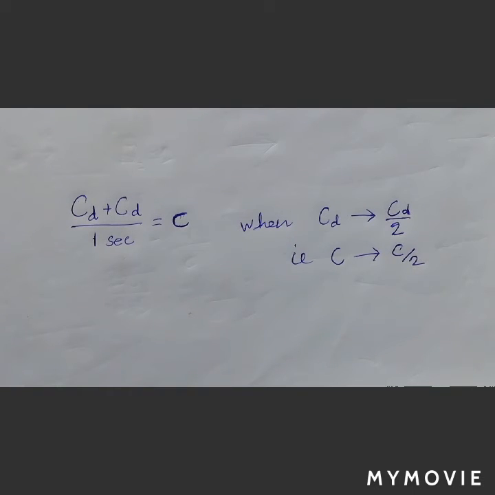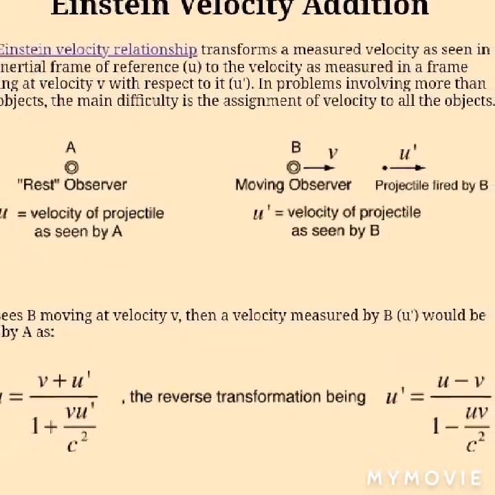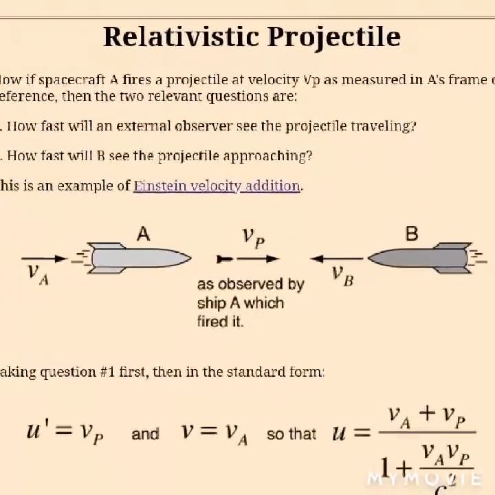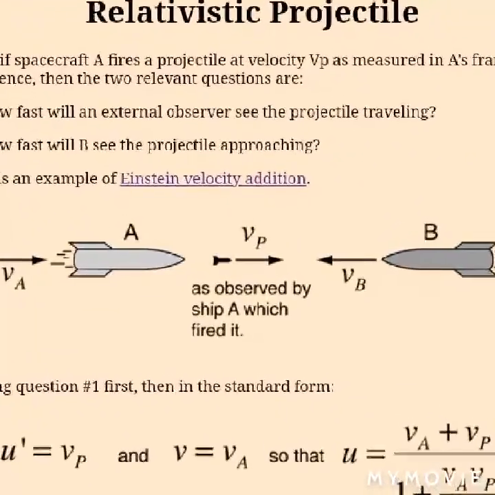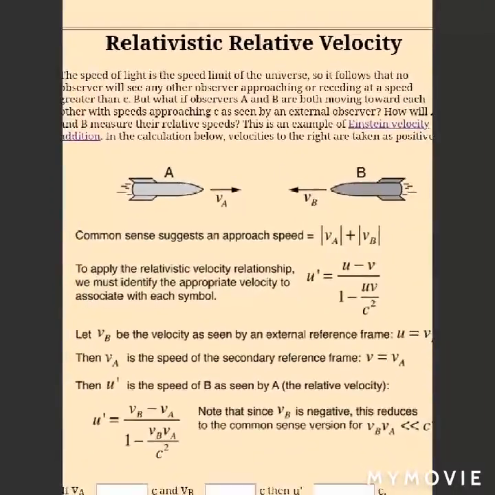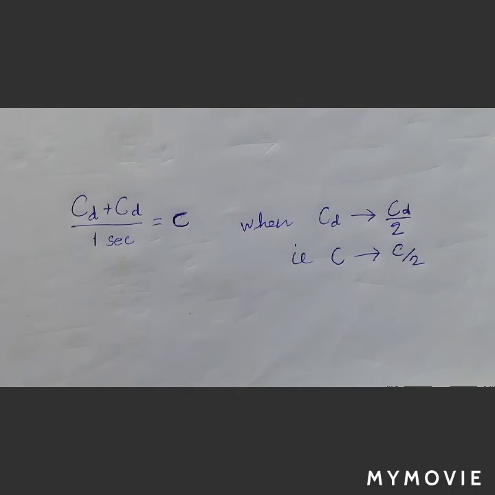That means the relative velocity of the two light pulses moving in opposite directions is 2c. If the lights are moving along the same direction, then the relative velocity of light becomes 0. From these experiments, Einstein's velocity addition is wrong.